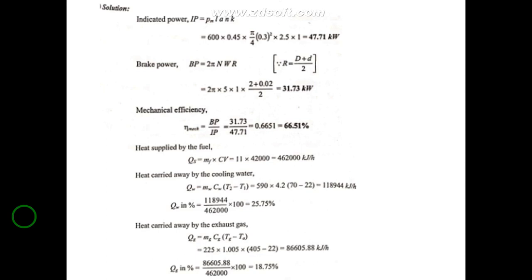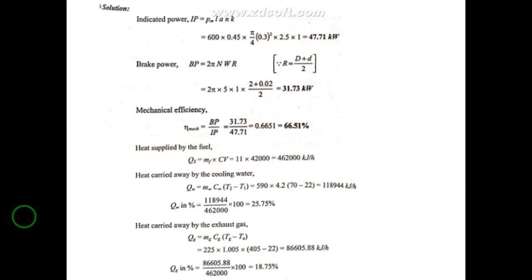What are capital D and smaller d? Capital D is the brake drum diameter, smaller d means the rope diameter. Our capital D is 2 and smaller d is 0.02 meter, divided by 2. So we multiply 2 pi into n, W is 1 kilonewton, into the R value, and finally we get 31.73 kilowatt. This is the brake power.